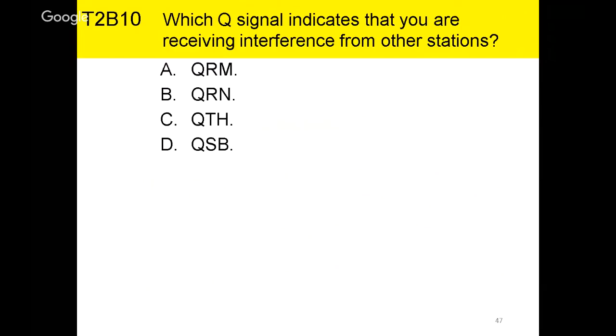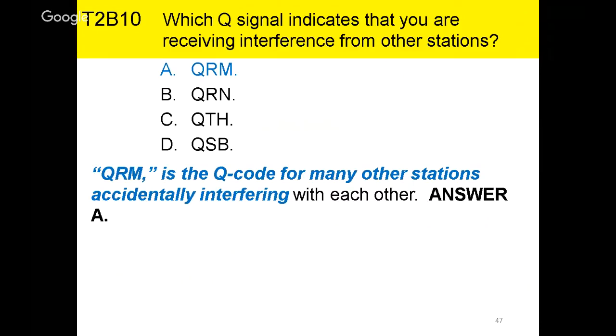Q signals are pretty interesting, and these are all valid Q signals. They're a short form, mostly used in CW, but you can use them in voice as well. There's no prohibition on that. But if you're receiving interference from another station, it means that you're getting QRM. QRM is the code for interference from another station. QRN is noise. QTH is home. QSB, I believe, is fading or something like that. I don't use that one very often. I can't remember what QSB is.